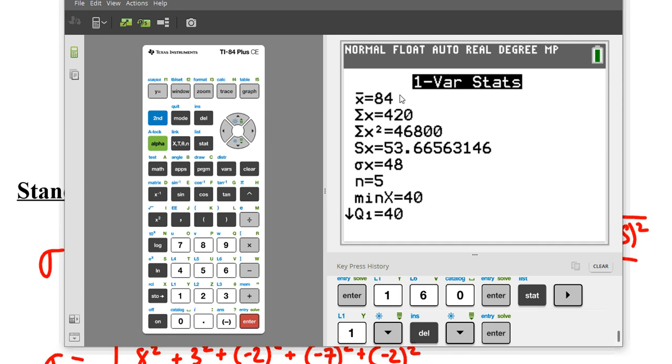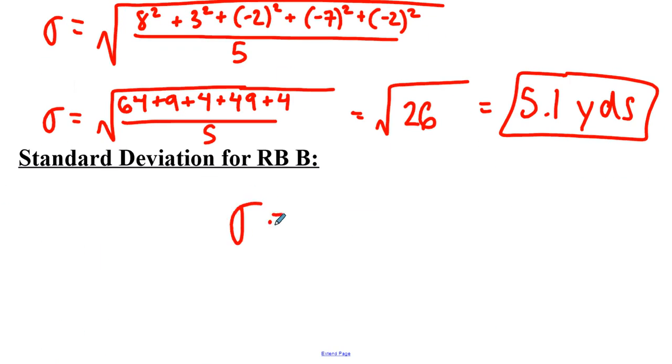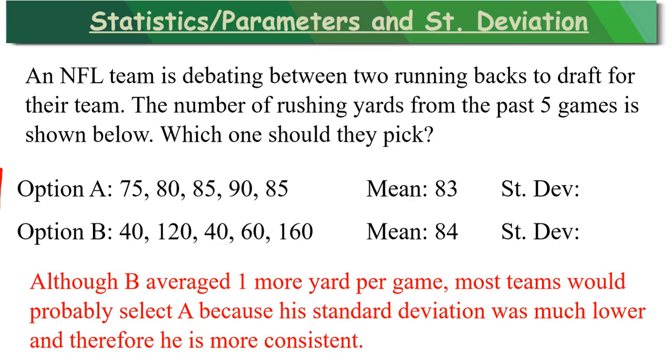There's the average right there of 84, and then the symbol we're looking for is that sigma symbol, 48. So the standard deviation for running back B would be 48 yards. You see he is a lot more variable. He is not as consistent. He has a much greater spread. Some games he's 48 yards above, some games he's 48 yards below his average.